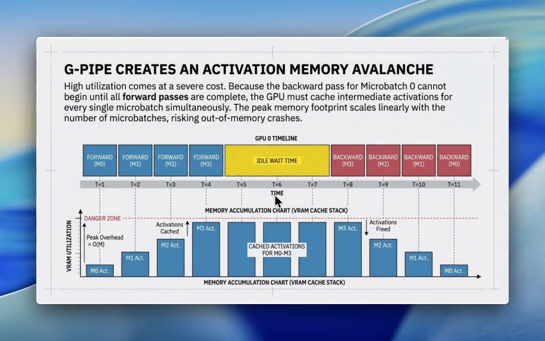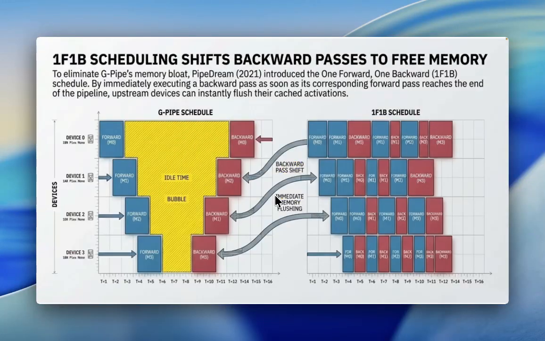High utilization comes at a severe cost because the backward pass for micro batch 0 cannot begin until all forward passes are complete. The GPU must cache intermediate activations for every single micro batch simultaneously. The peak memory footprint scales linearly with the number of micro batches, risking out of memory crashes.